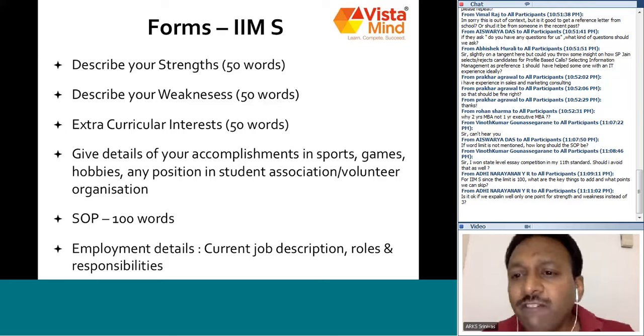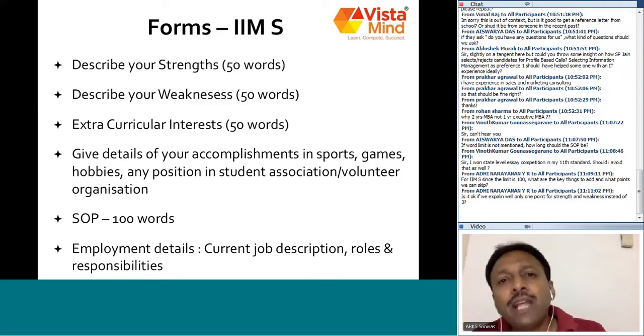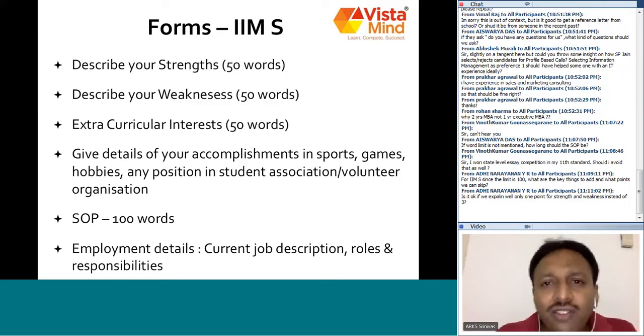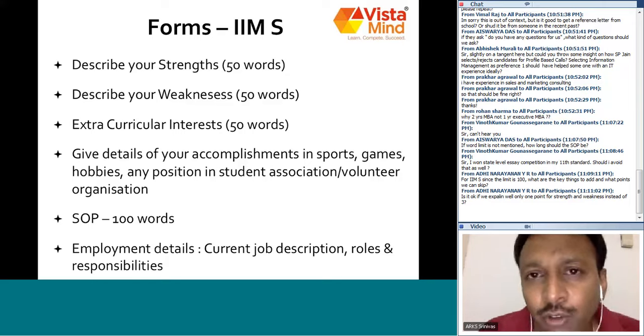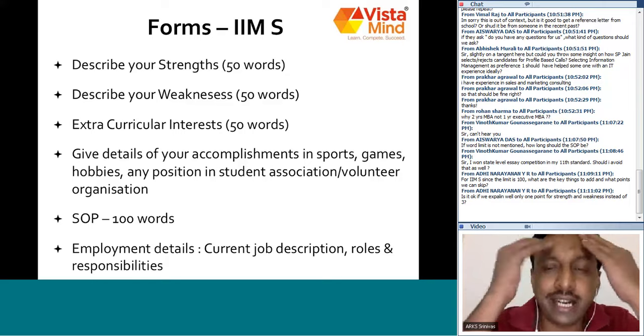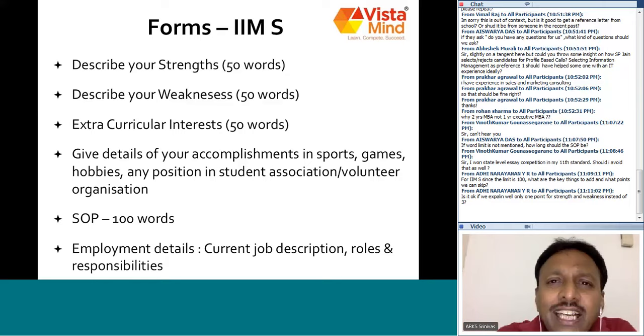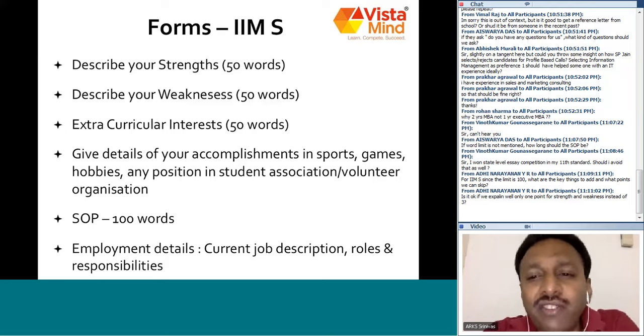Is it okay if you explain well only one point for strength and weakness instead of three? No, please do all three. There should be at least three strengths and three weaknesses in your IIM Shillong interview typically. You can't say, I have only one strength and only one weakness. This is my recommendation for sure. Worst case, you can have two weaknesses instead of three.